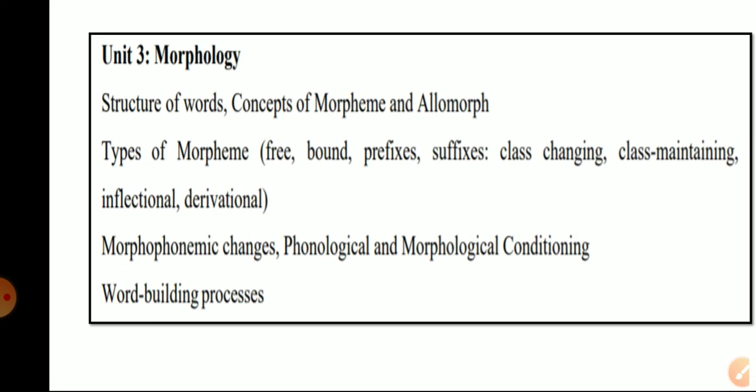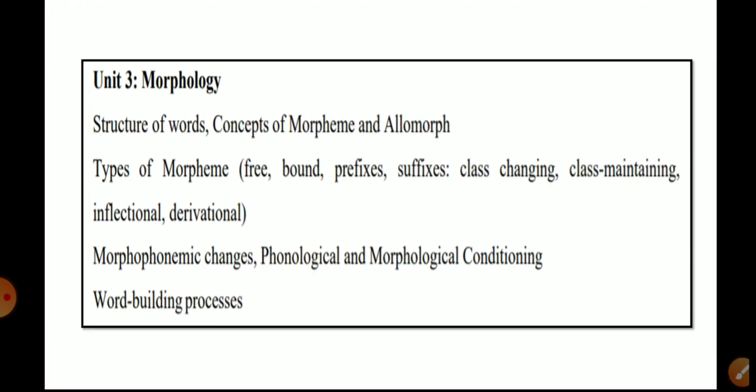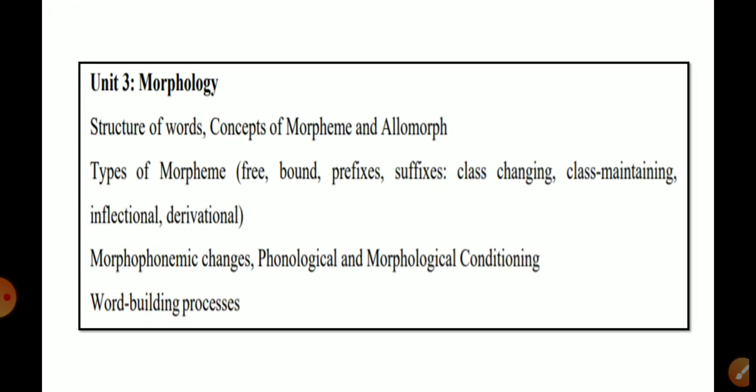First of all, let us study what is in the unit and what we are going to study in the unit. This is the screenshot of the syllabus which I have already given you. So this is the third unit in our syllabus, and in this unit we are going to study structure of words, concepts of morpheme and allomorph, types of morpheme, then morphophonemic changes, phonological and morphological conditioning, word building processes, etc.